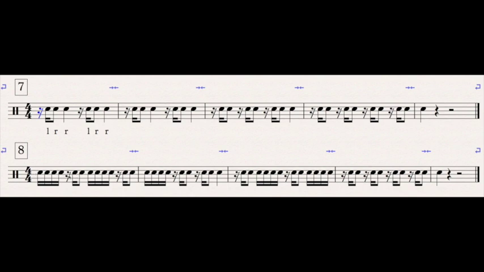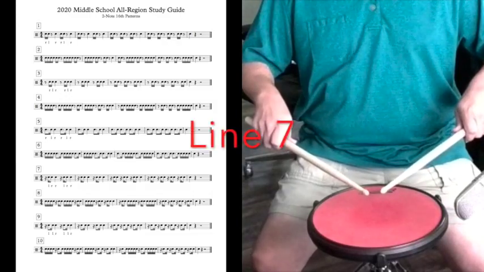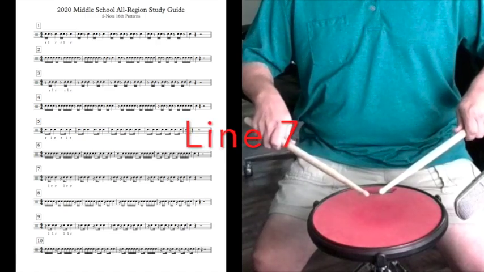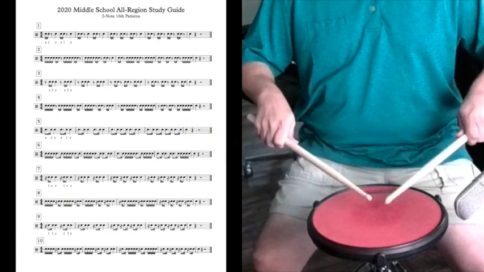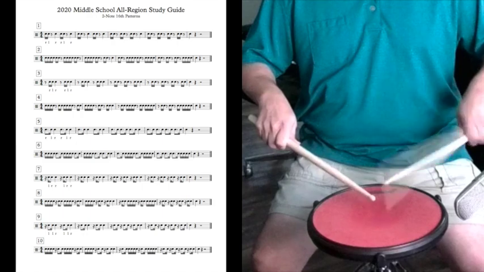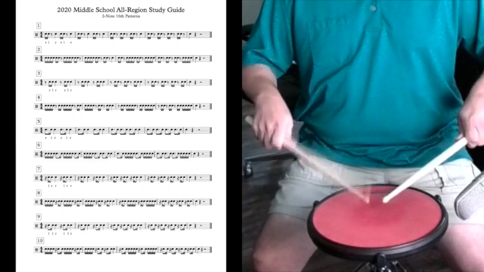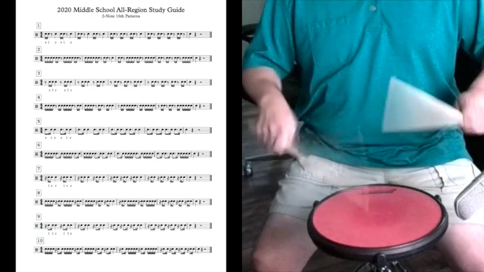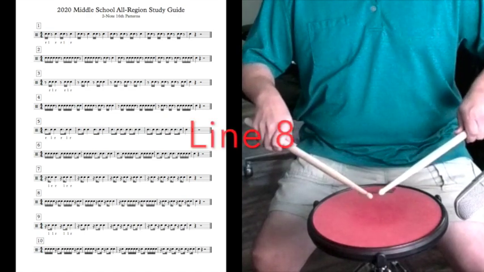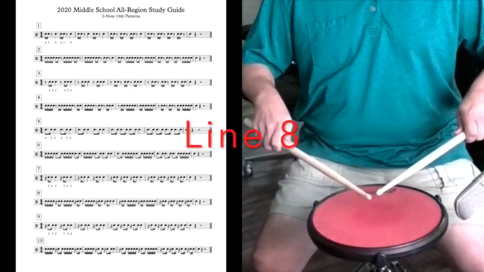So we're leaving out these downbeats here, these right hand notes. That's why we get that sticking left right on t te. All right, so there's your rhythm for line 7. Line number 7. 1, 2, ready, go. Line number 8. 1, 2, ready, go.